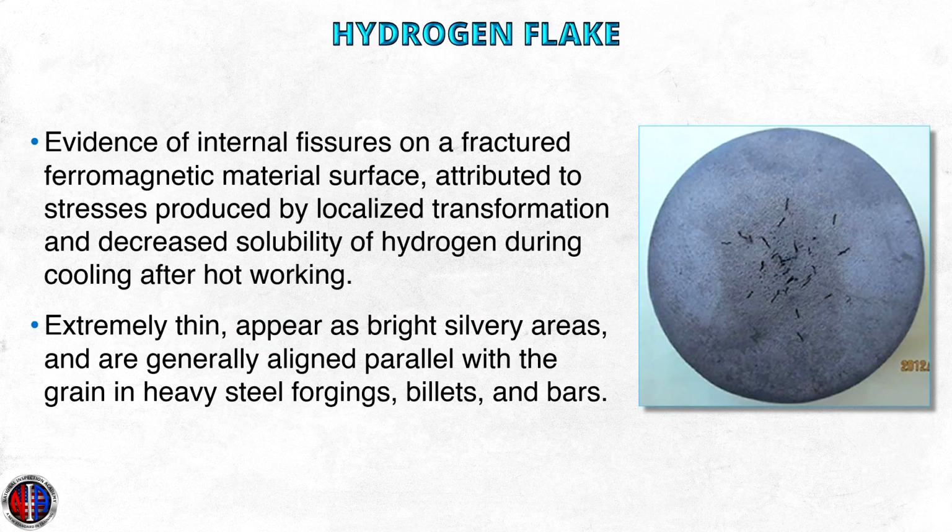Hydrogen flake. Hydrogen flake is evidence of internal fissures on a fractured ferromagnetic material surface attributed to stresses produced by localized transformation and decreased solubility of hydrogen during cooling after hot working. Flakes are extremely thin, appear as bright silvery areas, and are generally aligned parallel with the grain in heavy steel forgings, billets, and bars.